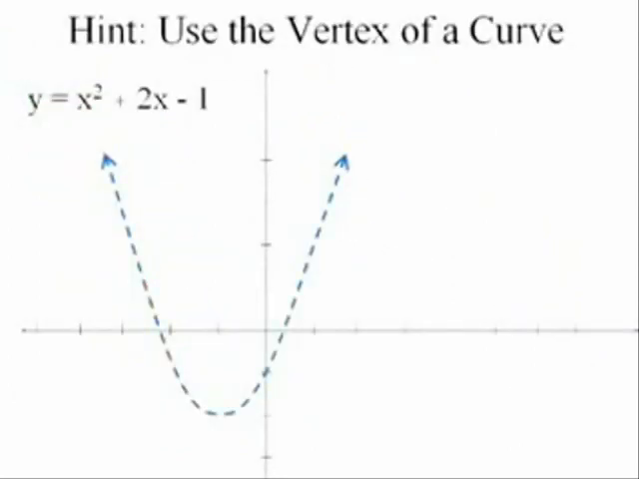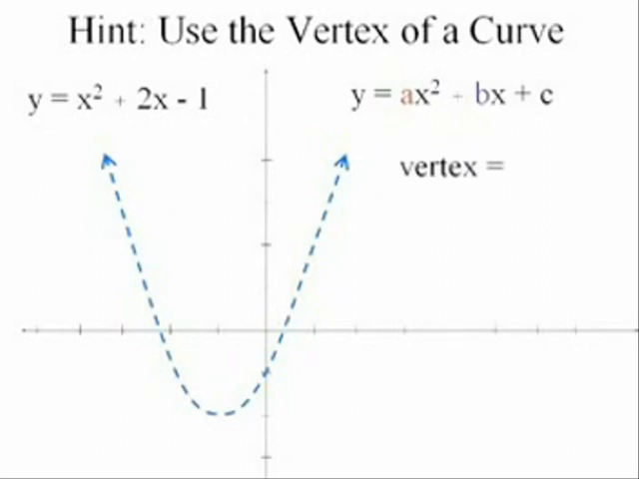And I can find that vertex if I consider that every quadratic equation, x squared function, is going to be of the form ax squared plus bx plus c. The number in front of x squared is the a, the number in front of x is the b, and the constant, the number sitting by itself, is the c.